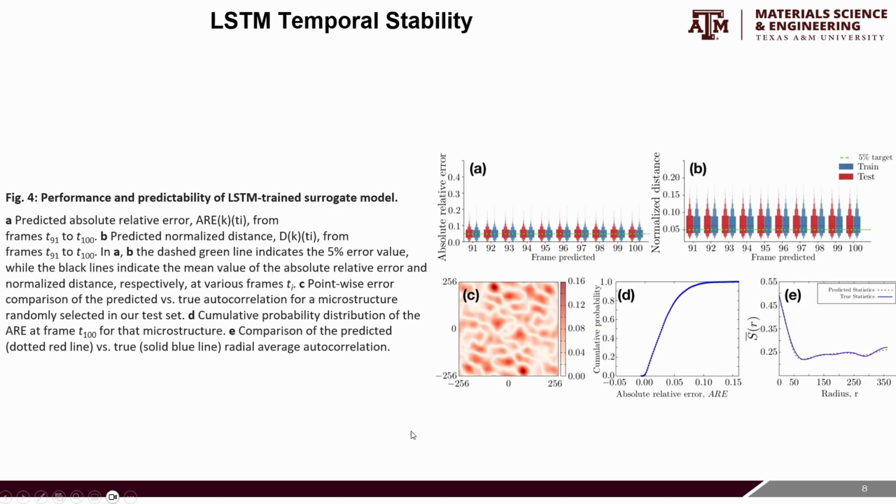And we can also see here that as we predict frames, our last frame that we trained on was 90, so this model was able to predict future frames, so 91, 92, 93. We can see that the error between them is really close, along with the normalized distance being very close too. That 5% target has been met for much of this. And we can see the matching between the predicted and true statistics for the radial average is very close.